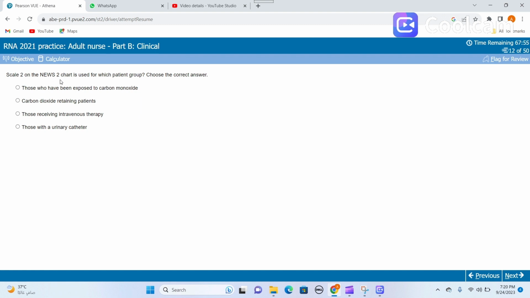Scale 2 on the NEWS chart is used for which group of patients? Those who have been exposed to carbon dioxide retaining, those receiving IV therapy, no. Urinary catheter, no. Carbon dioxide retaining patients, we use the NEWS 2 chart.